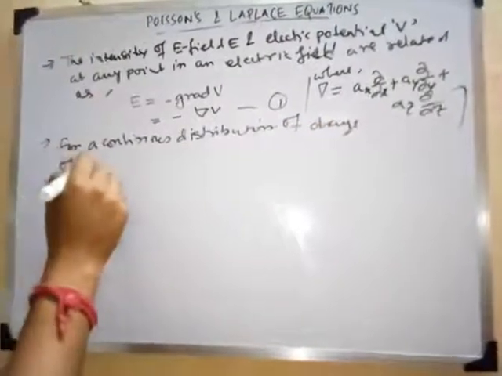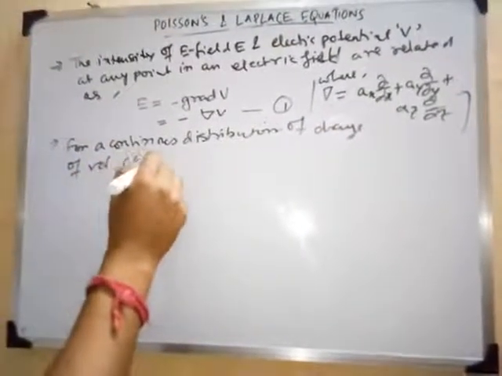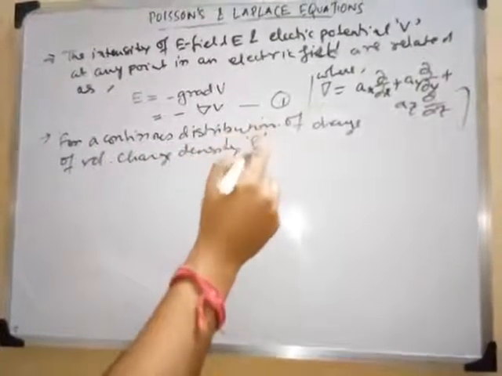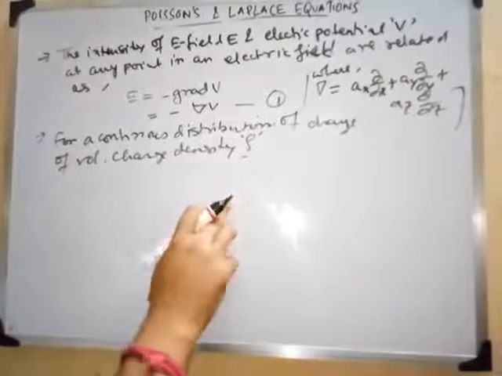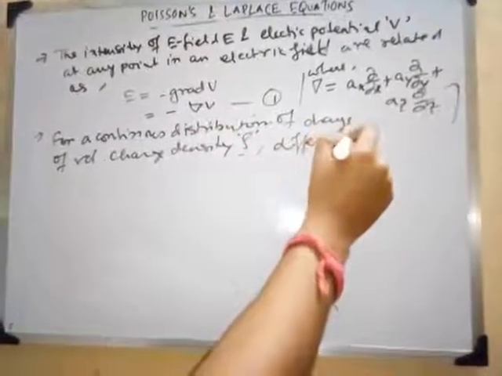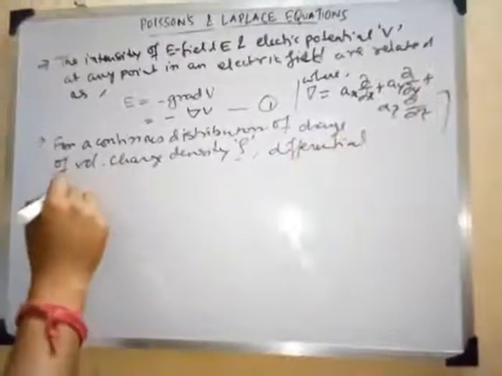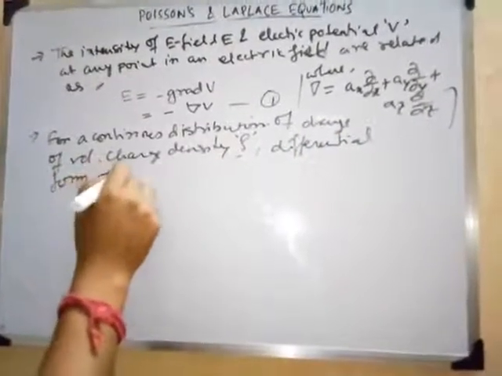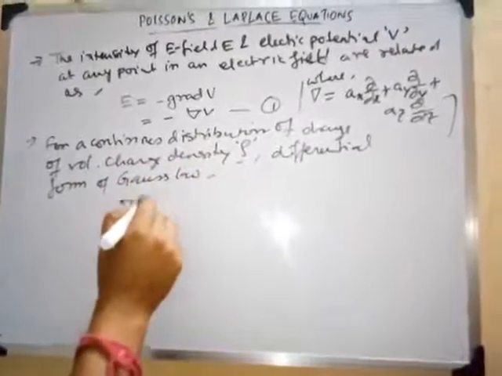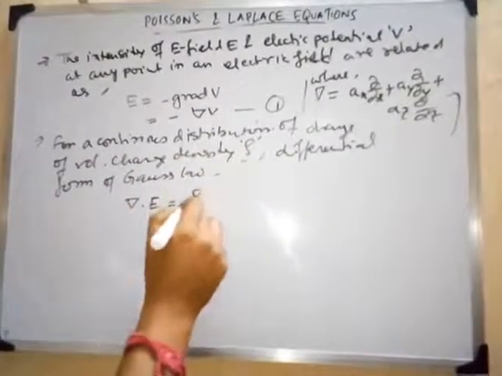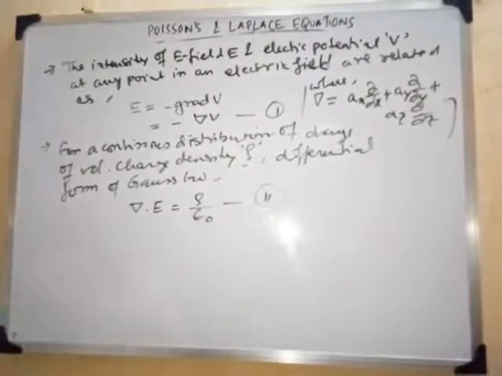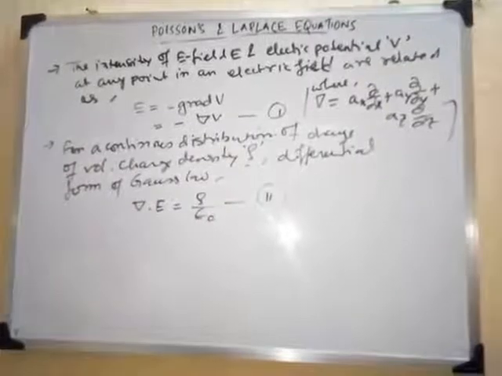of volume charge density rho, that is, rho is the volume charge density, you know that. The differential form of Gauss law will be del dot E is equal to rho by epsilon naught, right? So let us take this as our equation number 2.